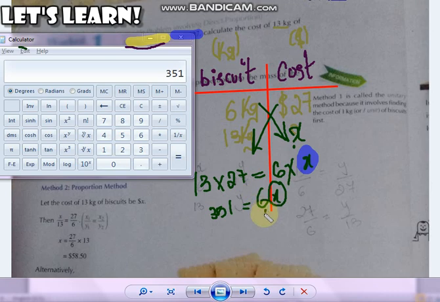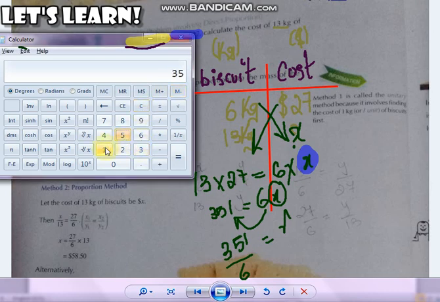That will be 351. I will take this 6 from here and bring it over here. Here, multiplication was happening between 6 and x. So when I bring the 6 from here to here, this will be divided. So 351 divided by 6 is equal to x. If I just calculate it, 351 divided by 6, I'm getting 58.5.